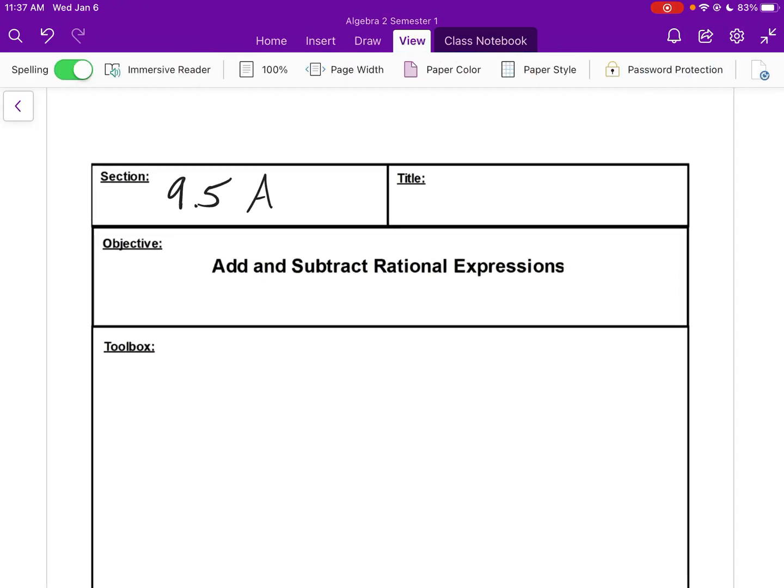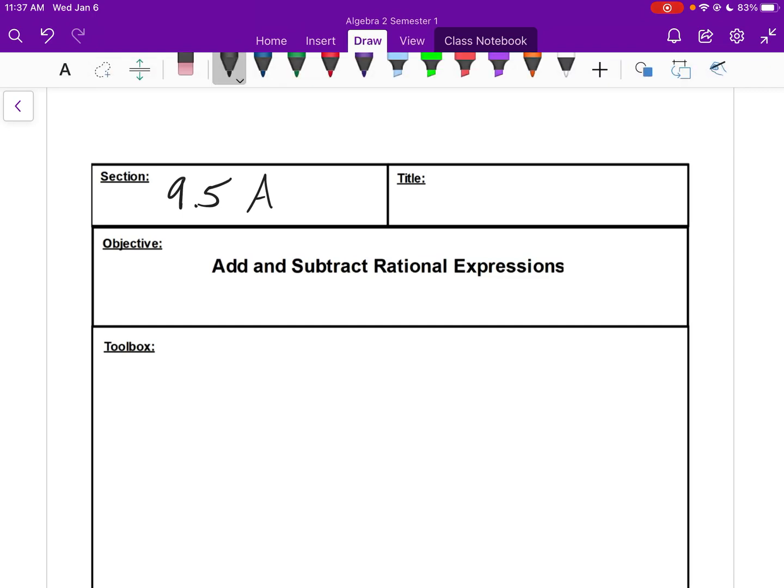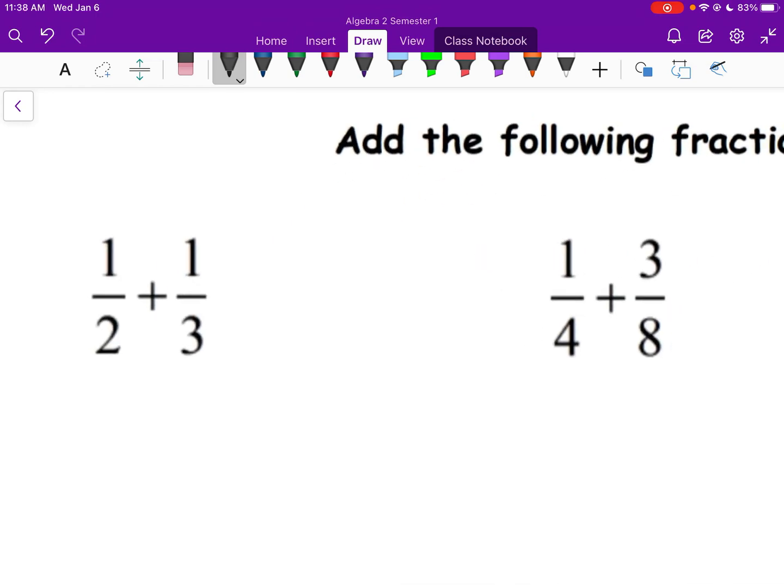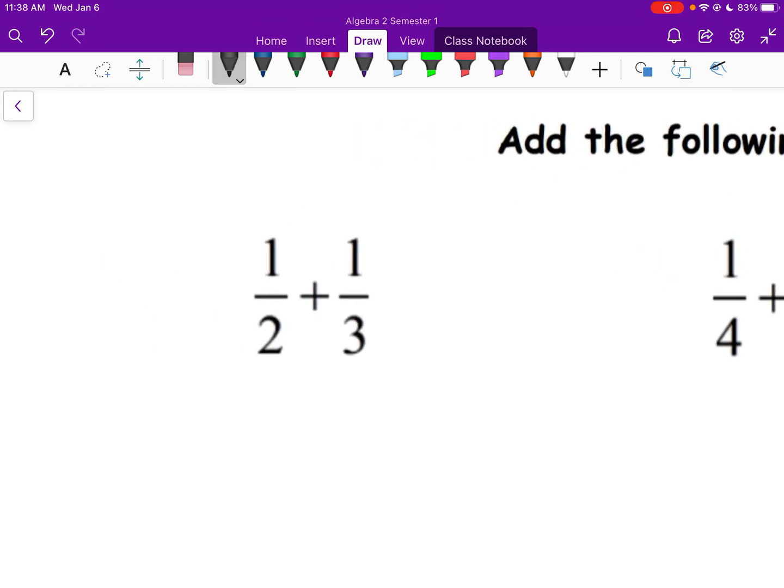9.5a. Now in this lesson, we're going to start adding and subtracting rational expressions. So before we actually get to adding and subtracting those rational expressions, let's just review how we add and subtract fractions. Now, let's say we had 1/2 plus 1/3. Anytime we add or subtract fractions, you need to have a common denominator.